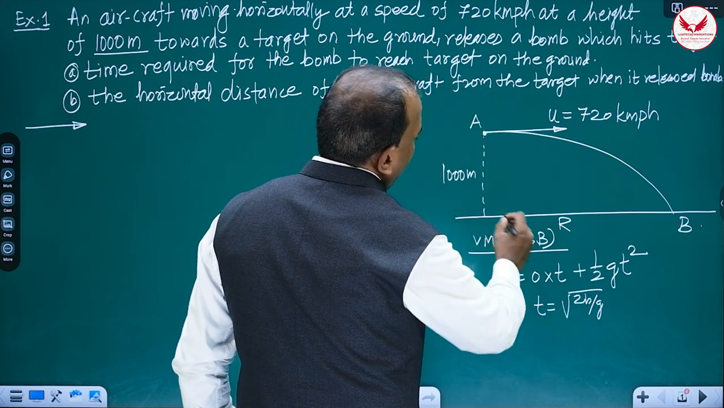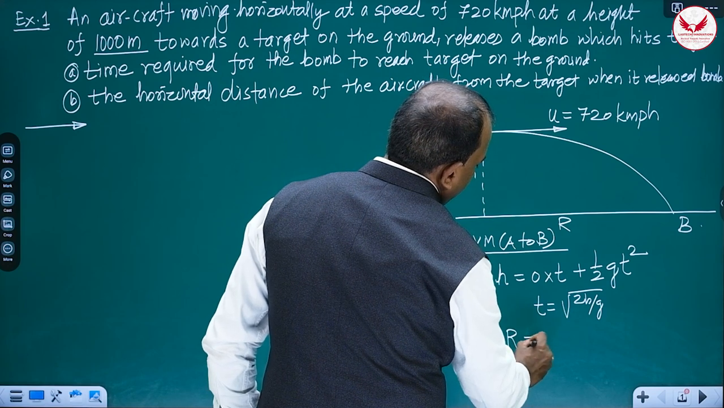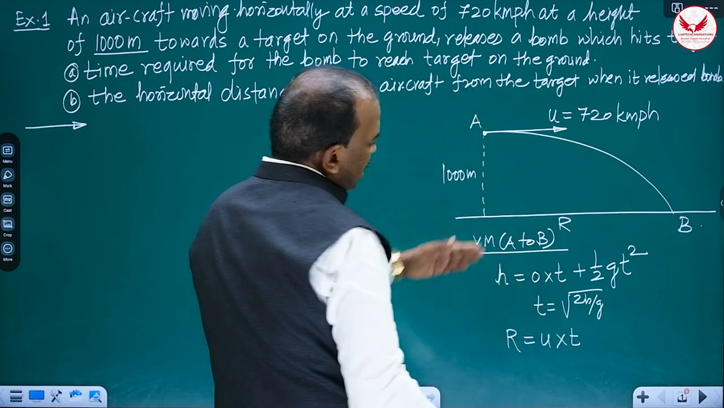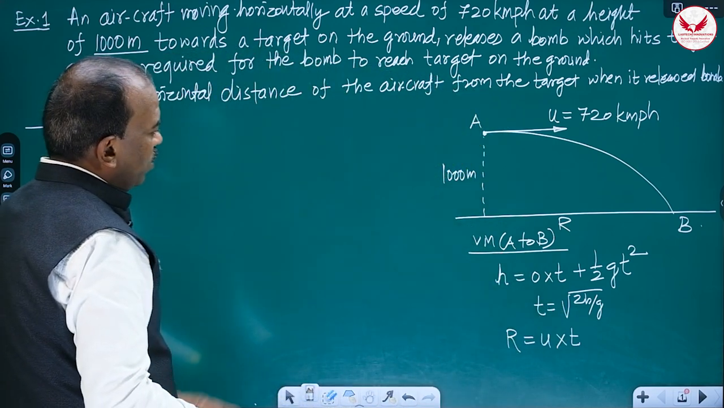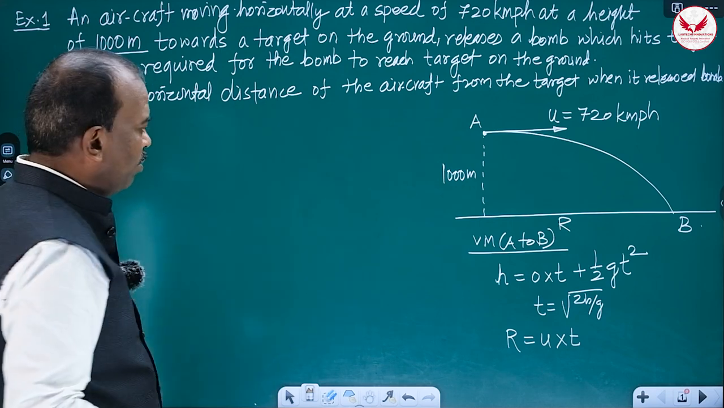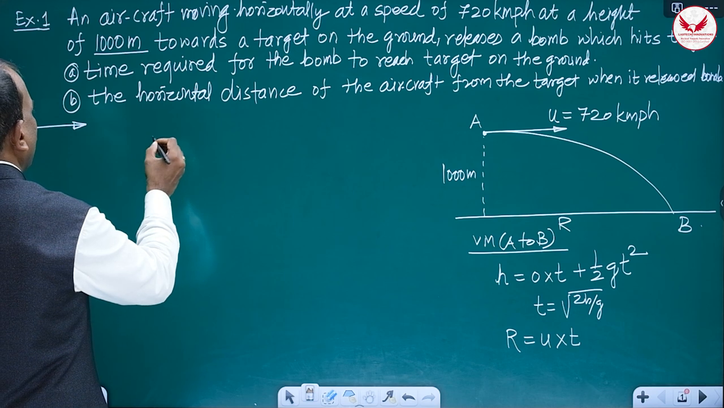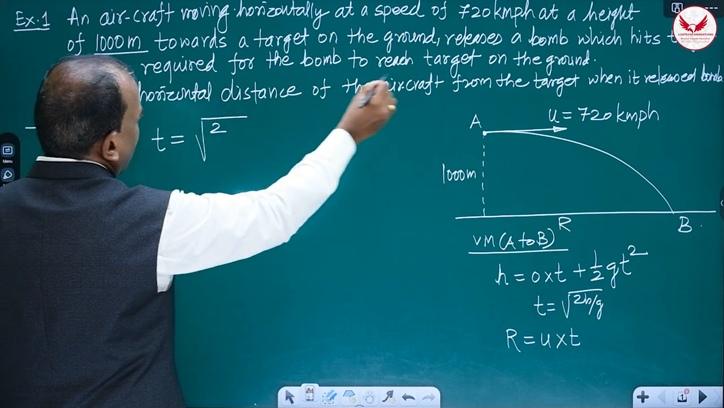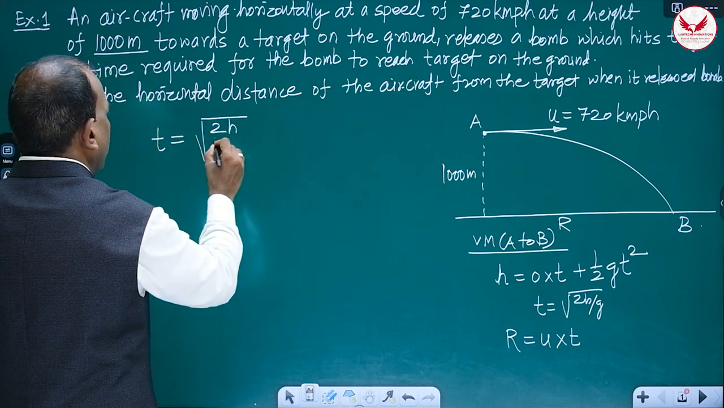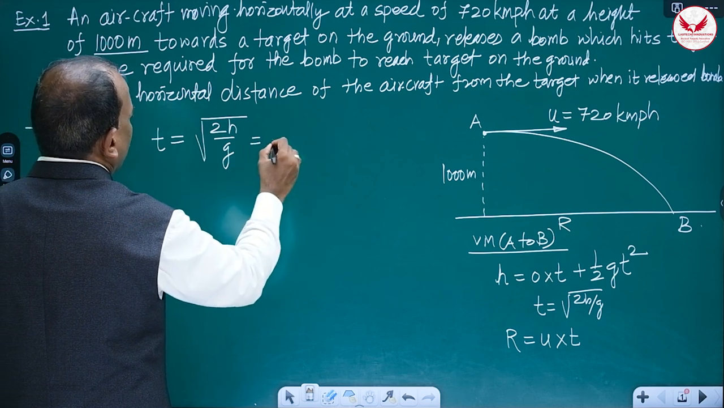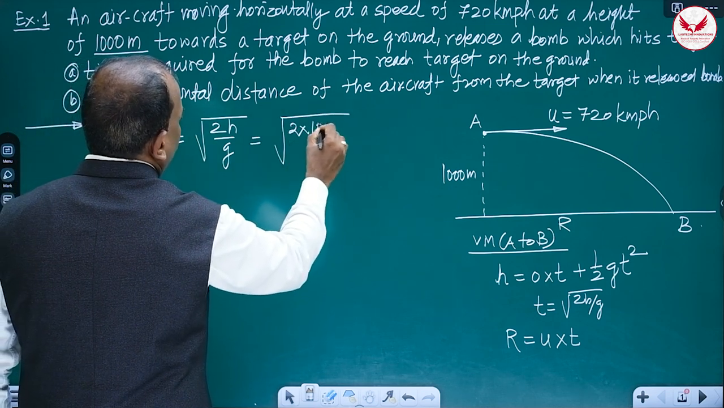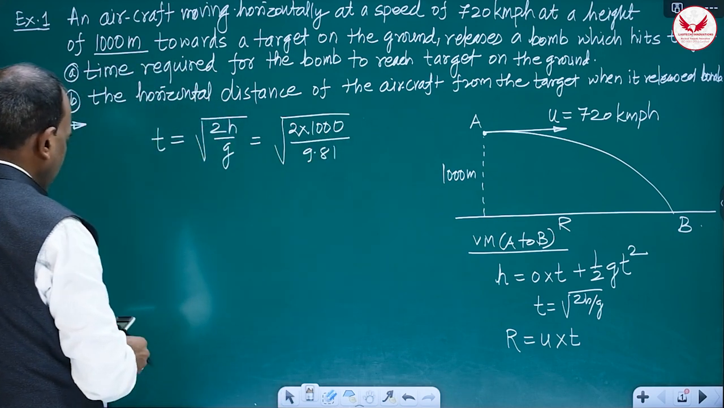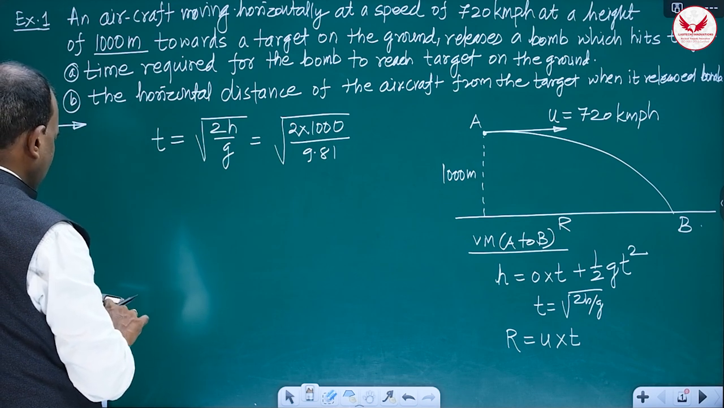Whatever the range is, the velocity is constant in horizontal direction, that velocity is u, and this is the time of flight. By using these two very simple formulae, though in the exam you don't have to derive them, but for your understanding I am telling. The time required for the bomb to reach the target, the time of flight, is t = under root 2h by g, and 2h by g is 2 into 1000 by 9.81. How do we get this answer?